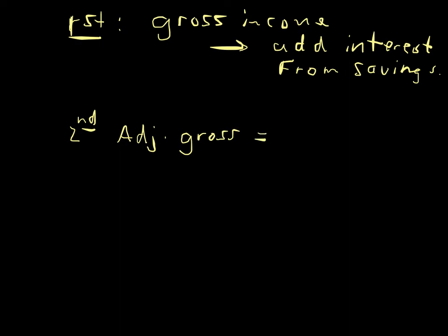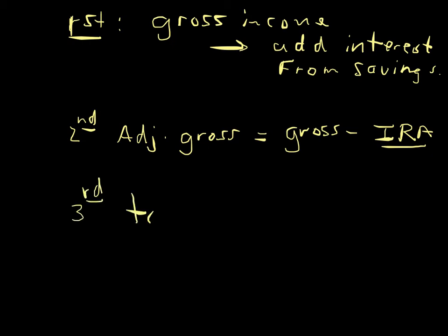And what you can do is take your gross, and then minus off any kind of IRA, any kind of retirement investment. There are other things I said already beyond that, but you're just going to be thinking about minusing off the retirement. It might be an IRA, it might not be an IRA. And that will get you adjusted gross income. And then the third thing you're going to do is find your taxable income.